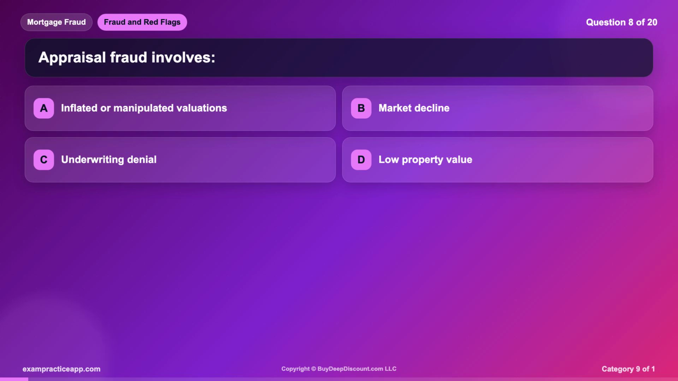Question 8. Appraisal fraud involves, option A, inflated or manipulated valuations. Option B, market decline. Option C, underwriting denial. Option D, low property value. Take a moment to choose your answer. The correct answer is option A, inflated or manipulated valuations. Explanation. Intentionally misstated values constitute appraisal fraud.